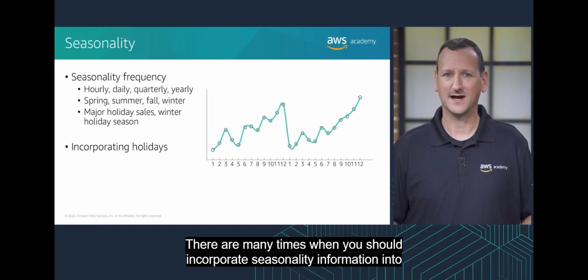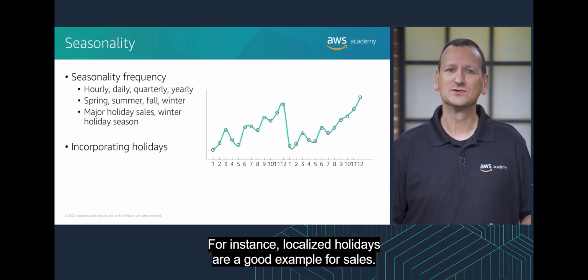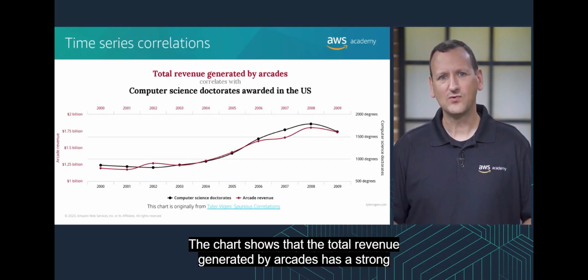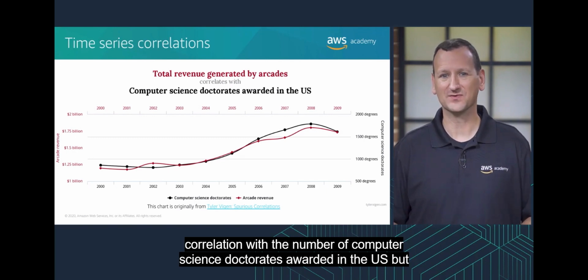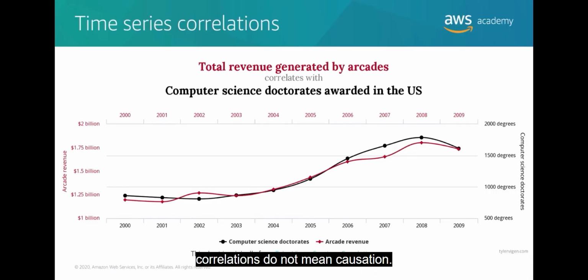There are many times when you should incorporate seasonality information into your forecast. For instance, localized holidays are a good example for sales. The chart shows that the total revenue generated by arcades has a strong correlation with the number of computer science doctorates awarded in the US. But correlations do not mean causation. If you disagree, see the source for the chart.